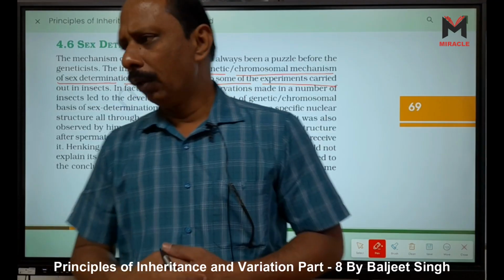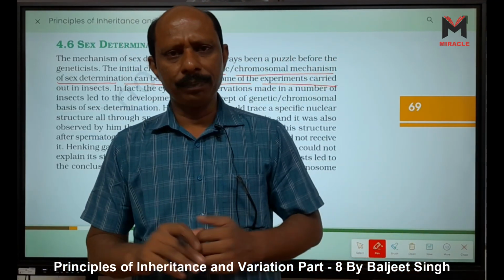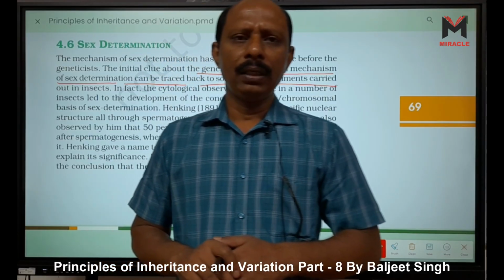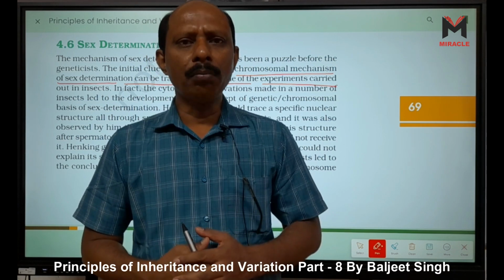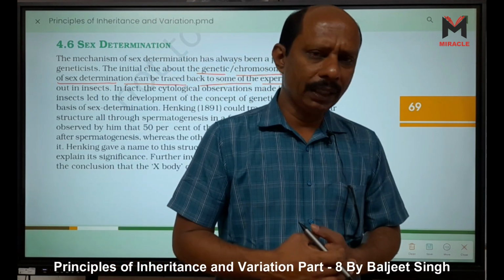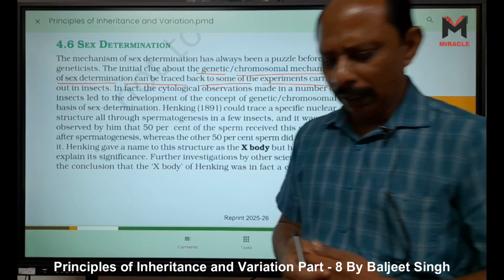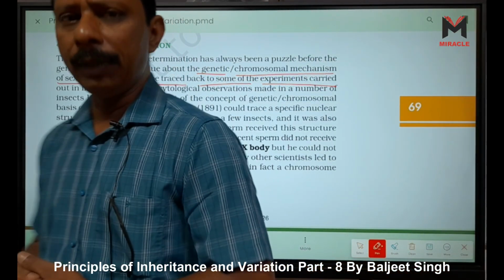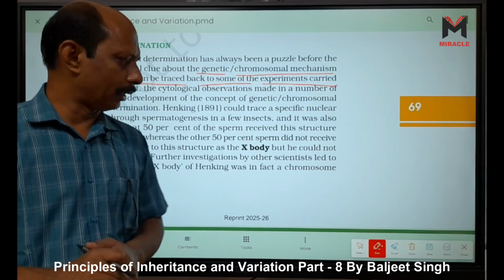As for example, when we consider Drosophila, it shows XY type determination. When we consider the grasshopper, it shows X0 type. When we consider moths, there is heterogamety in the female, and when we see the honeybee, the haplodiploidy condition is there, right?